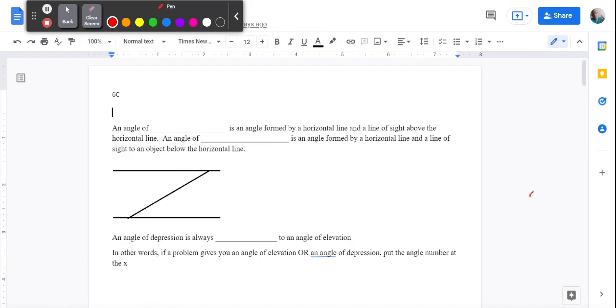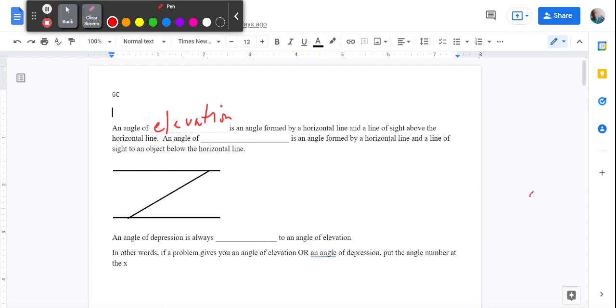So this is what we're going to do. We're going to be putting some word problems to what we've been doing with our 6A and 6B trig stuff. First thing, we're going to have an angle of elevation.